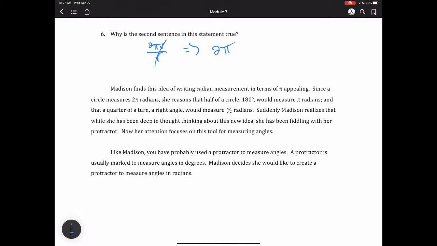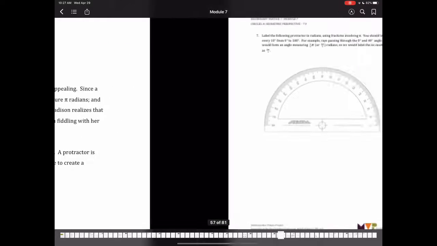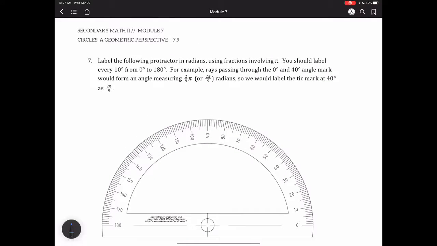Like Madison, you've probably used a protractor to measure angles. A protractor is usually marked to measure angles in degrees. Madison decides that she would like to create a protractor to measure angles in radians. So, number 7, we need to label the following protractor in radians using fractions involving pi. You can use our formula on the front page to convert from 10 degrees to radians.